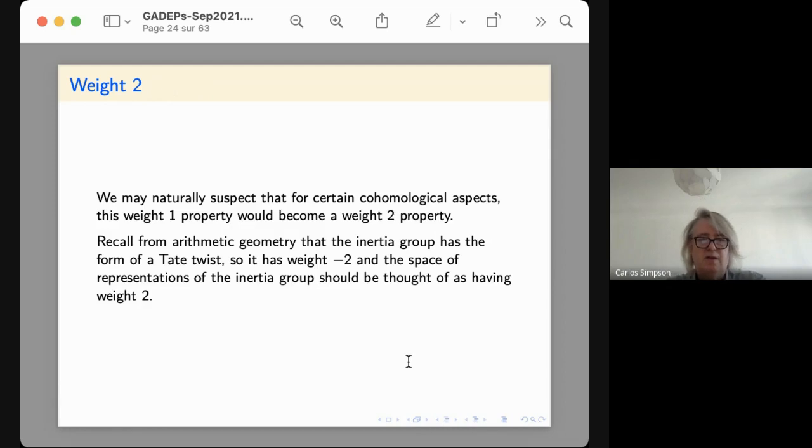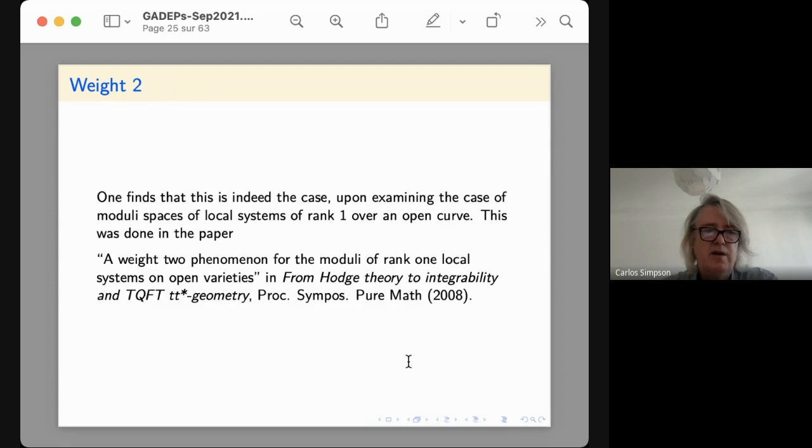Or in the arithmetic case, you can say that the inertia group has the form of a Tate twist, basically. So it has maybe a weight -2, and the space of representations of the inertia group would have some kind of weight 2 thing.